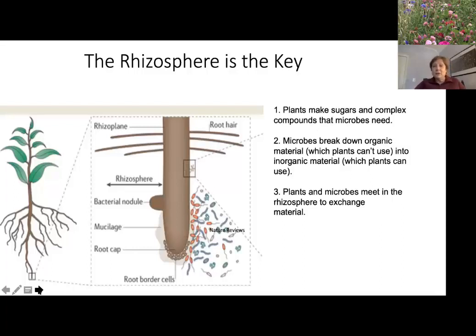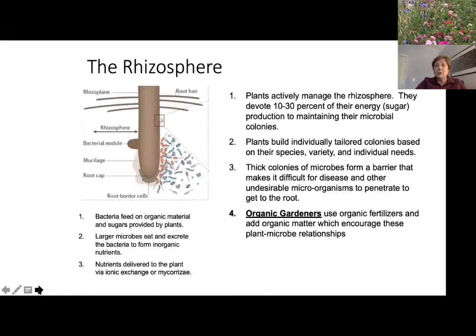The rhizosphere is the region of soil nearest the plant where the chemistry and the microbiology is most influenced by the plant. The plant is able to make sugars and complex compounds that the microbes require. Those microbes in turn break down the inorganic material which the plants can't use into materials that the plants are able to uptake. Plants and microbes meet in that rhizosphere, and that's where the exchange of materials occurs.